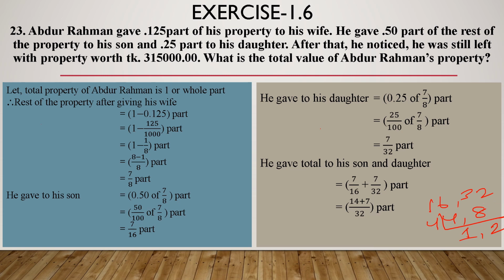After that we can do this LCM, and 32 is the LCM, so 32 divided by 16 is 2, and 7 2s are 14, plus 32 divided by 32 is 1, so 7 1s are 7. So 14 plus 7 is 21 by 32 part. This is the total he gave to his son and daughter.